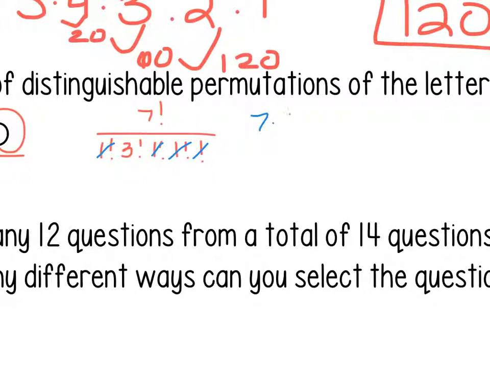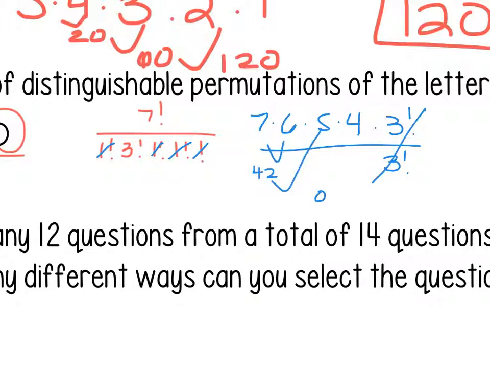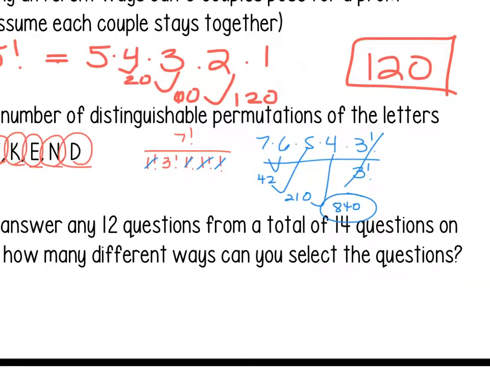So this is 7 times 6 times 5 times 4 times 3 factorial over 3 factorial. That's 42, 210, 840.